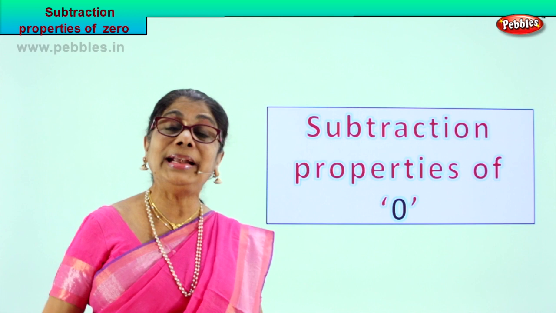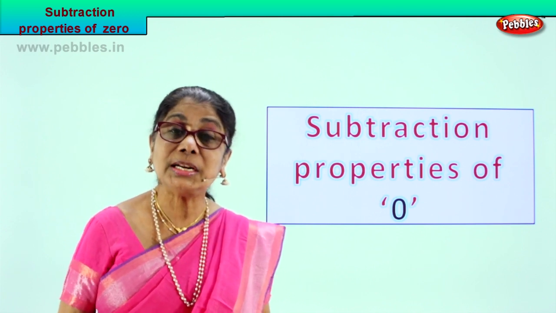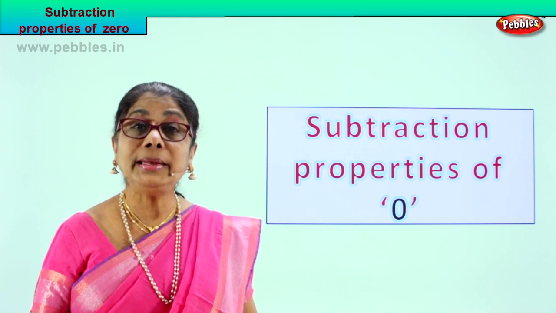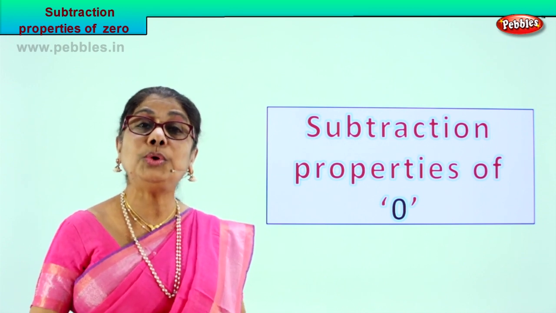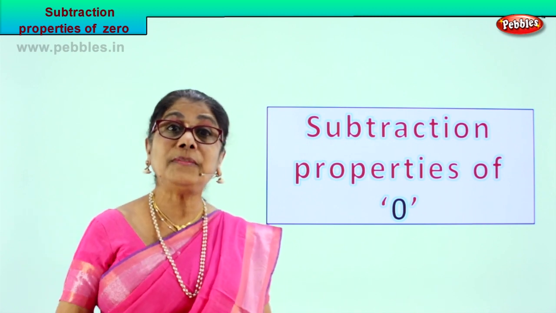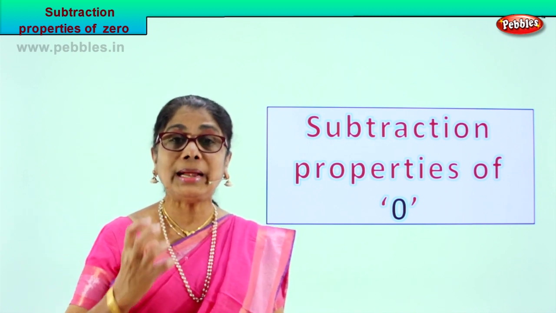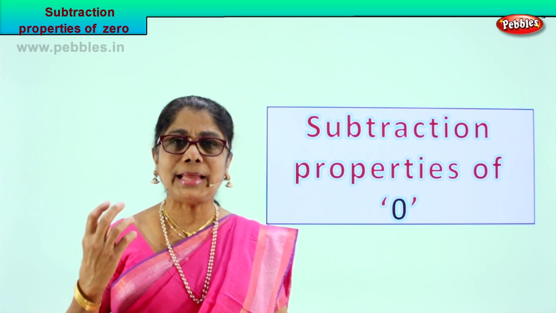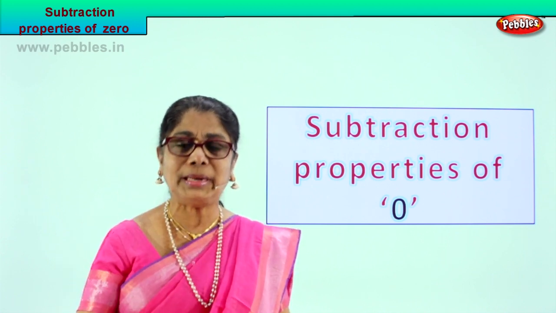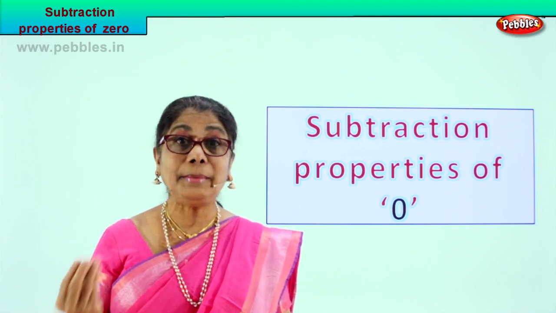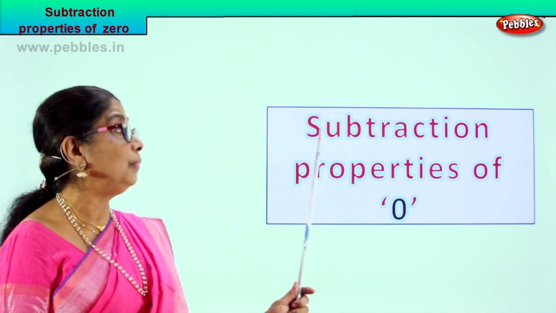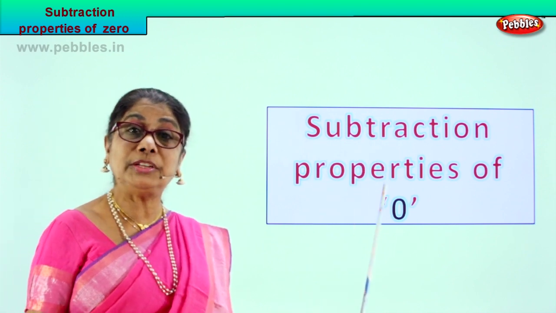That we are going to understand better by looking at the numbers. Number 2 minus 0 is equal to the number itself. That is the subtraction property of 0. You must understand that. 10 minus 0 is the number itself. Number 3 minus 0, the number itself. So that is the understanding of the subtraction property of 0.